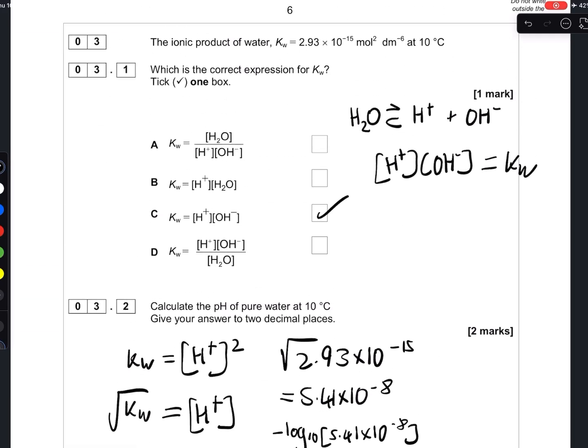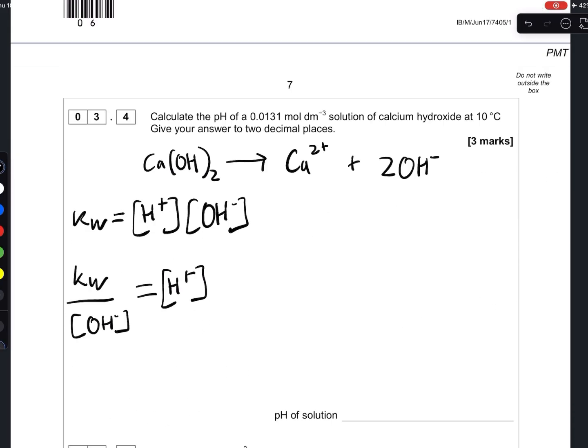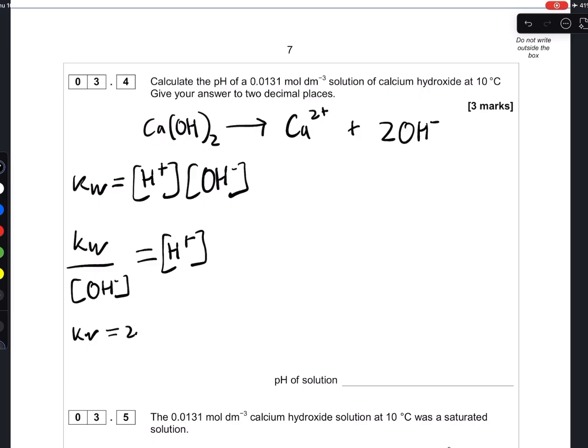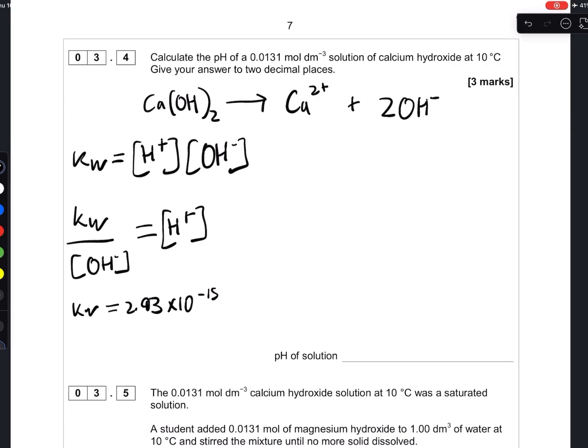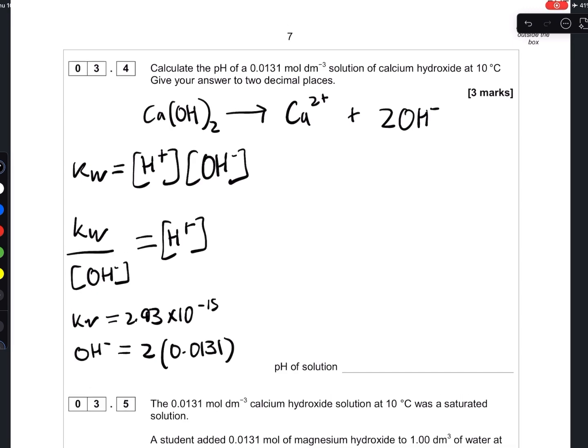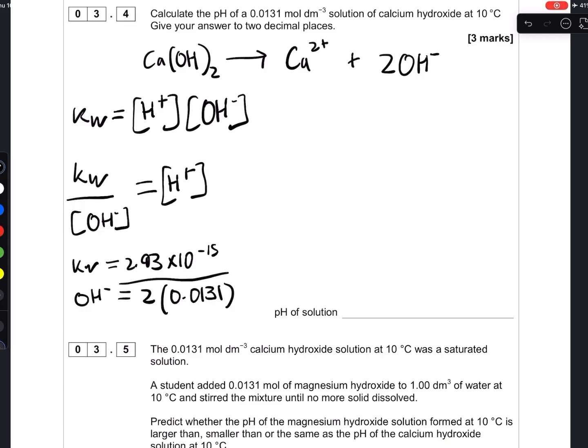We know the Kw from earlier. We've already been told that for water at 10 degrees it is 2.93 times 10 to the negative 15. Our OH minus concentration is going to be 2 times 0.0131, and if we divide those, we will get our H plus concentration, which is 1.118 times 10 to the negative 13.